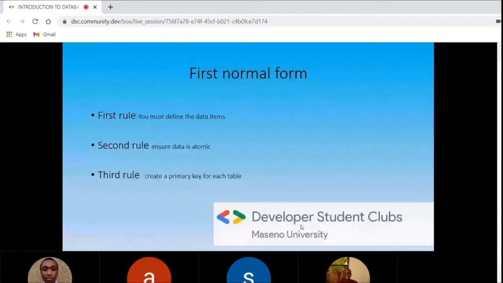And the rules are as simple as you must define the data items. As always, we are storing things in a database. So what are these items you are storing? These are the data items I'm talking about. The second rule simply means ensure that the data is atomic. Atomicity simply means the intersection of a row and a column only carries one value. The third rule, create a primary key for each table. We will come back to the atomic rule with an example.